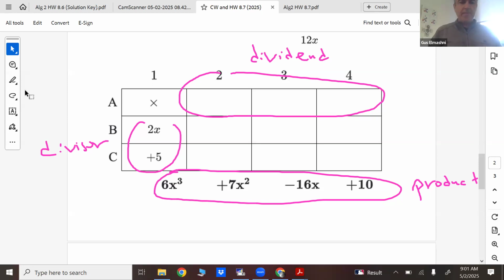If you think about it, this had to have been a 6x cubed right here. What do you multiply by 2x to get the 6x cubed? So that has to be 3x squared. Okay. All right. What do you get when you do 5 times 3x squared?